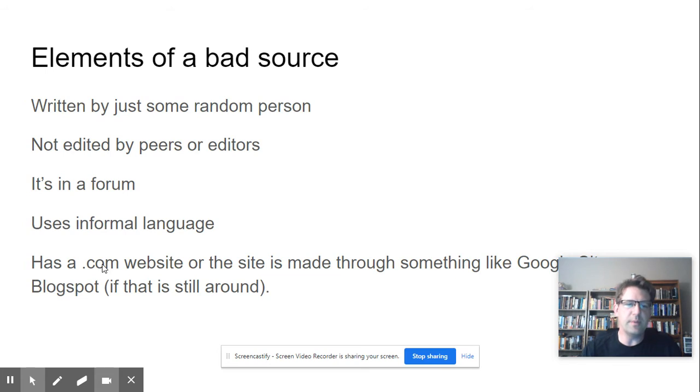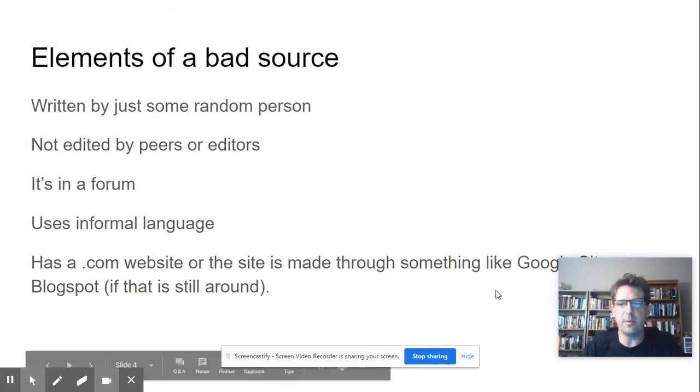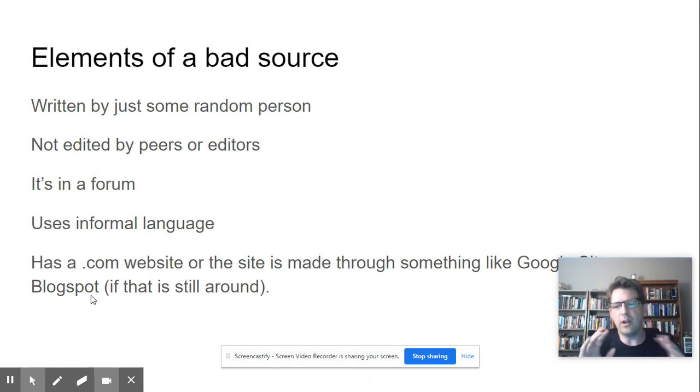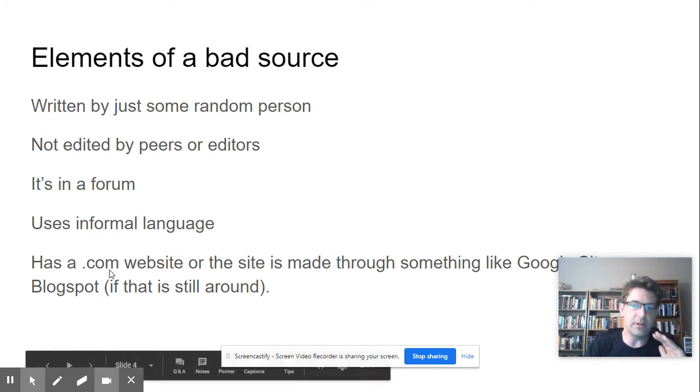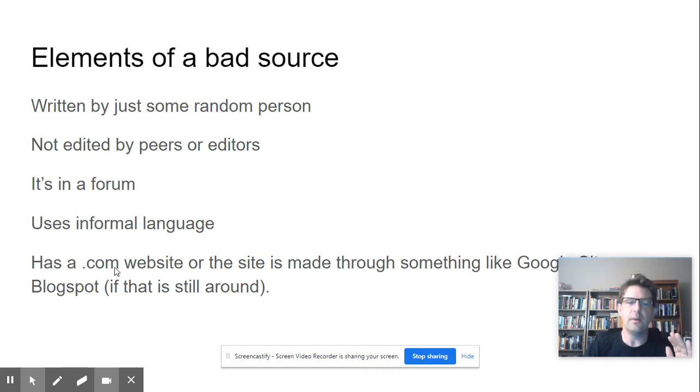Anything with a .com website, you should think about as a problem if they made it through Google Sites. I don't know if Blogspot's still around, but maybe there are still things on Blogspot. So anyway, blogs, that's no good. Now, newspapers have .com websites, so that's the exception to the rule. Newspapers have .com websites because they're commercial businesses, hence the com, commercial. Okay, but other than newspapers, stay away from .coms if you can.